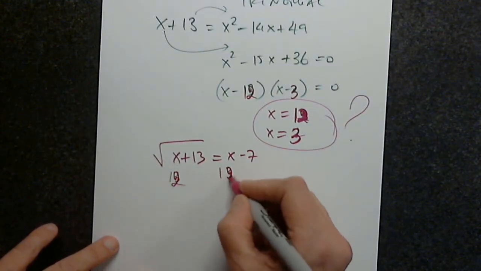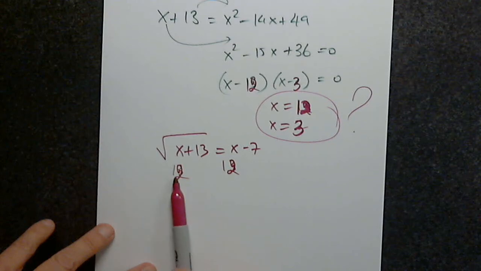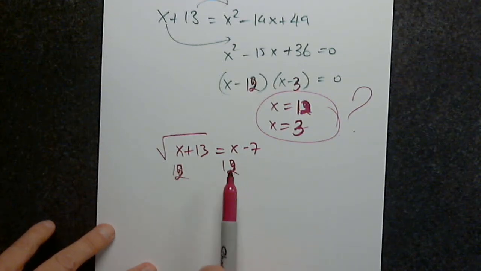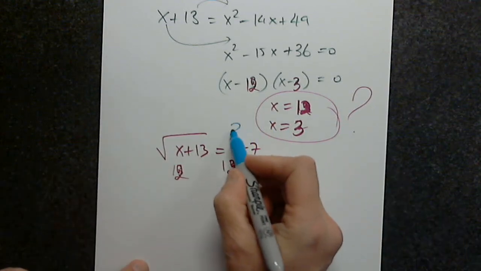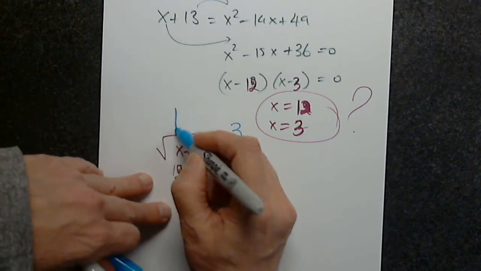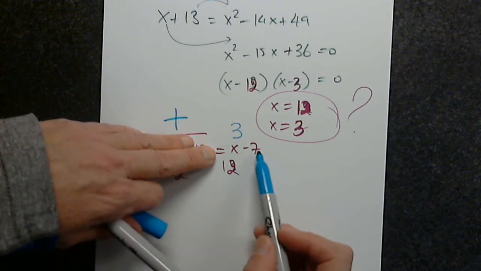Okay, now it's okay. So 25, the square root of 25 is 5, and 12 minus 7 is 5. Yes, but when I try to plug in 3, that is not possible. I don't care about this. This is a positive number, and 3 minus 7 is negative 4.